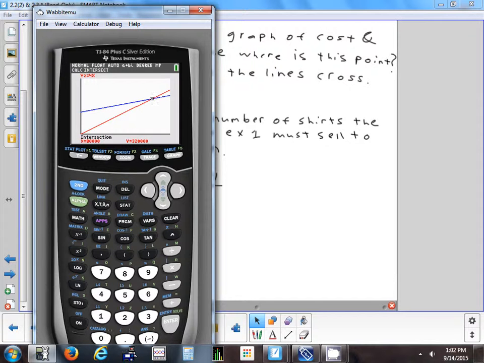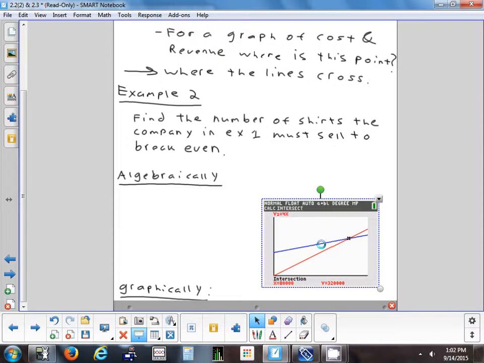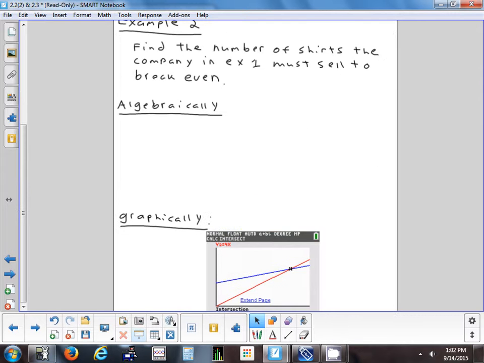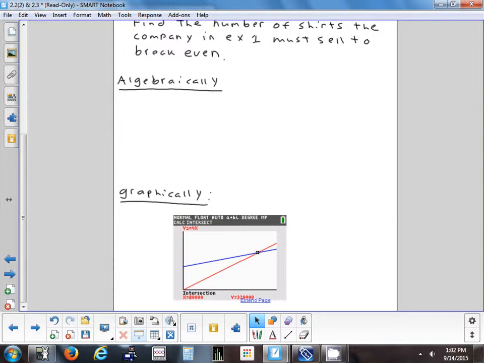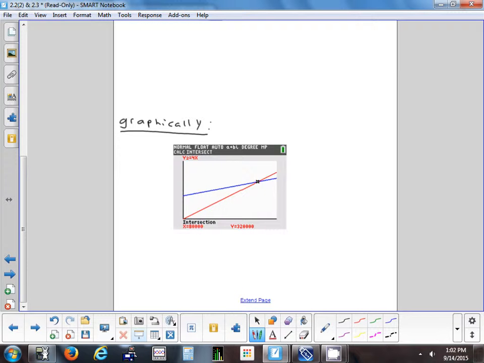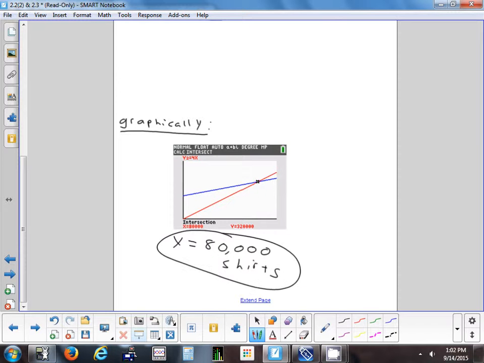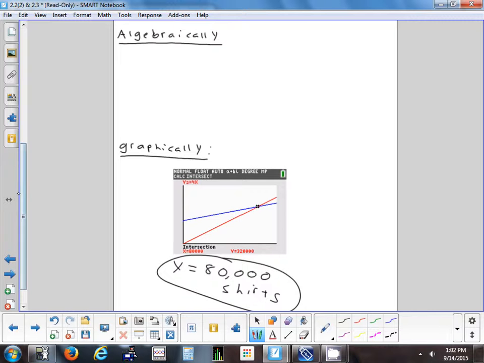All right, so it occurs at 80,000. So in the homework, all you'd have to do is do second calc intersect. You'd write on calculator, and then write down the answer: 80,000 shirts. Hey, that's all there is to it graphically.